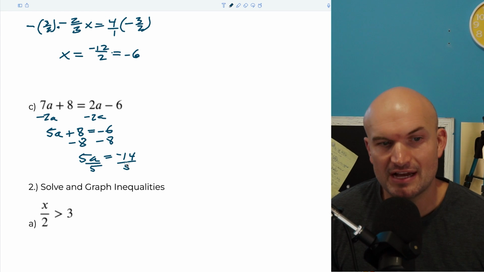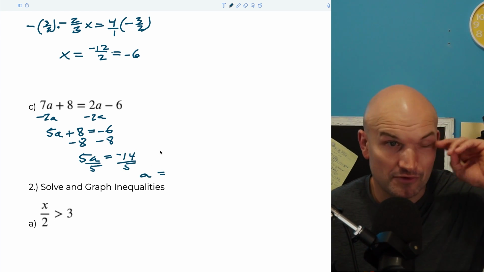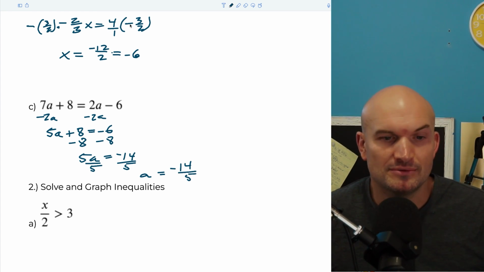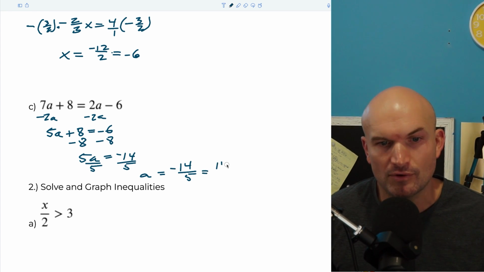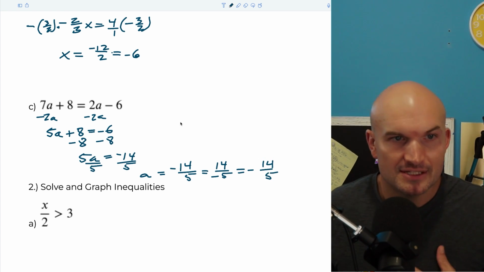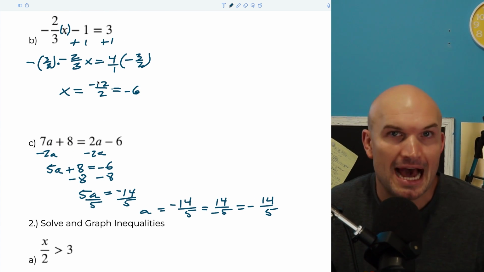Divide by 5, and now I get a is going to equal, now 5 does not divide into a negative 14, so therefore I'm just going to leave this in fractional form of a negative 14 over 5. One thing to remember too, it doesn't matter if this is negative 14 over 5, or if it's 14 over a negative 5, or if it's a negative 14 over 5. Those are all the exact same thing. So I didn't want to be confusing over here. I put the negative up top.